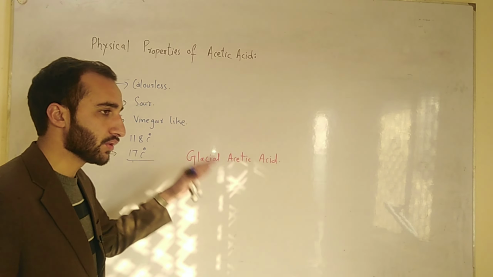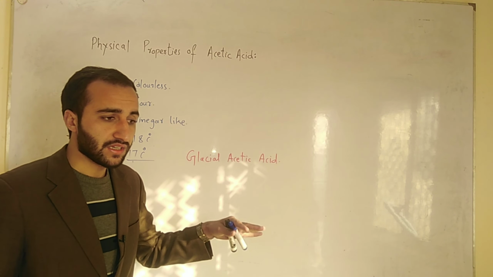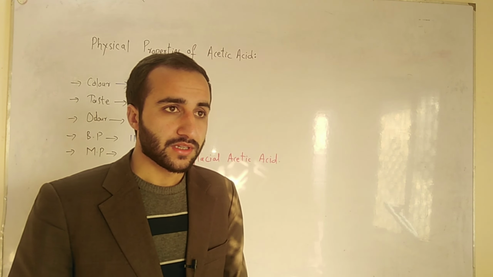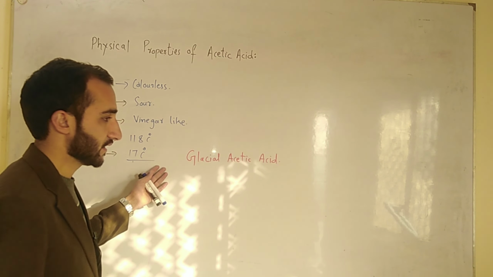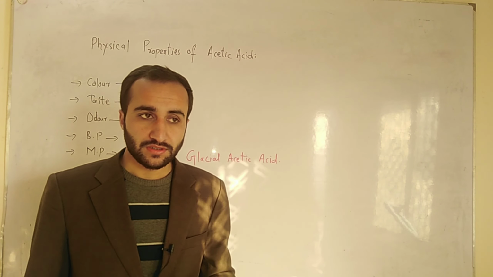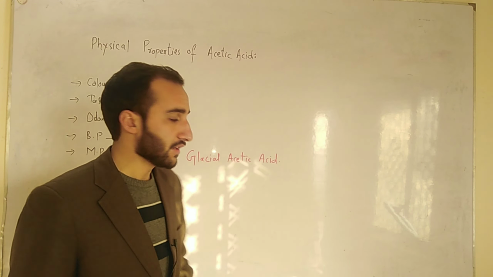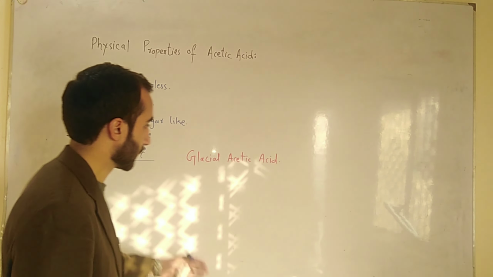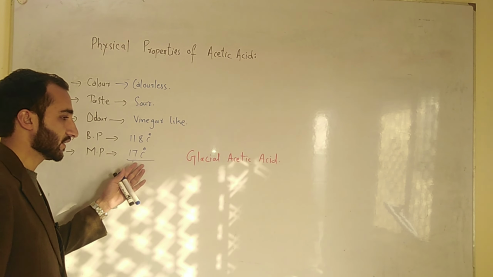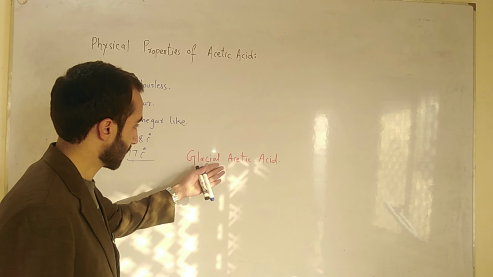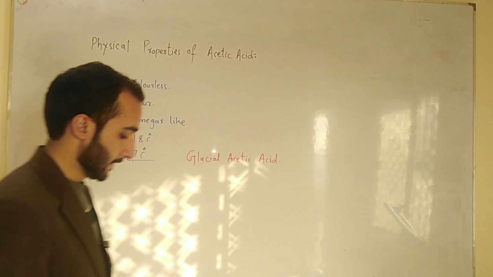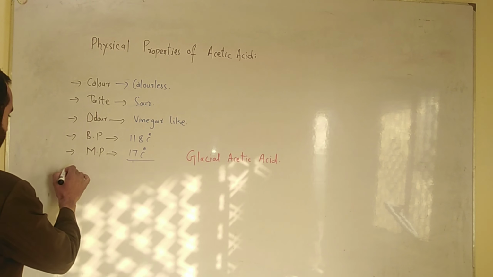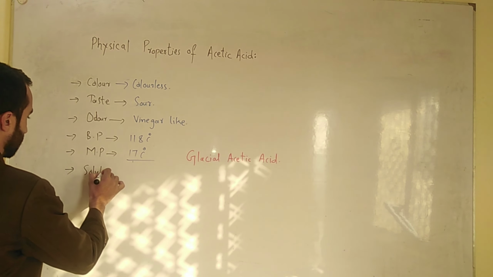It means that at or below 17, acetic acid freezes. It converts into an ice-like form. And below 17 degrees centigrade, this acetic acid does not occur in solution form. It always occurs in solidified form, in which the concentration of water is very low. Therefore, we say that at or below 17 degrees centigrade, this acetic acid is called glacial acetic acid. And then the last physical property of acetic acid is its solubility.